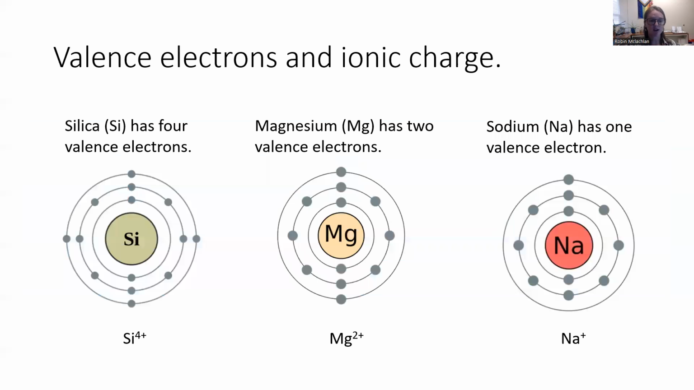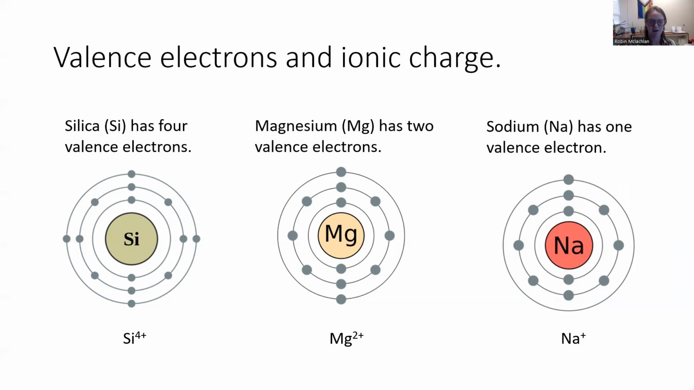Okay. So going back to our examples, all of these atoms will become positively charged. They'll become cations when they give up the electrons in their outermost shell. So silica is going to give up 4 valence electrons, become positively charged. Magnesium is going to give up 2. Sodium is going to give up 1. Right? So when I talk about ions, I'm talking about how they're overall charged, right?